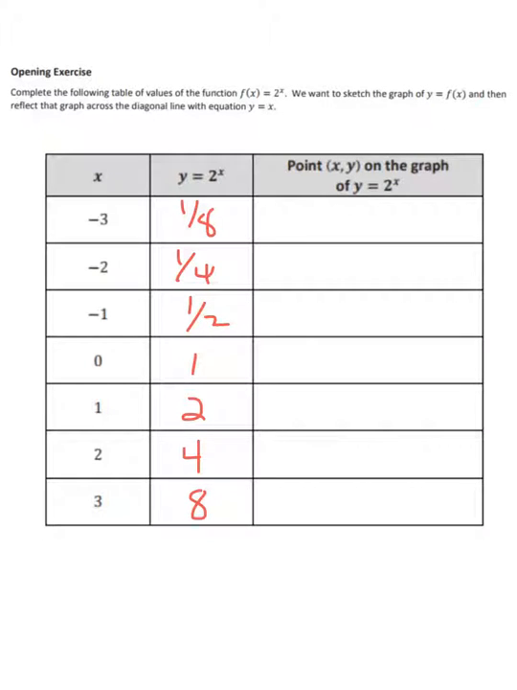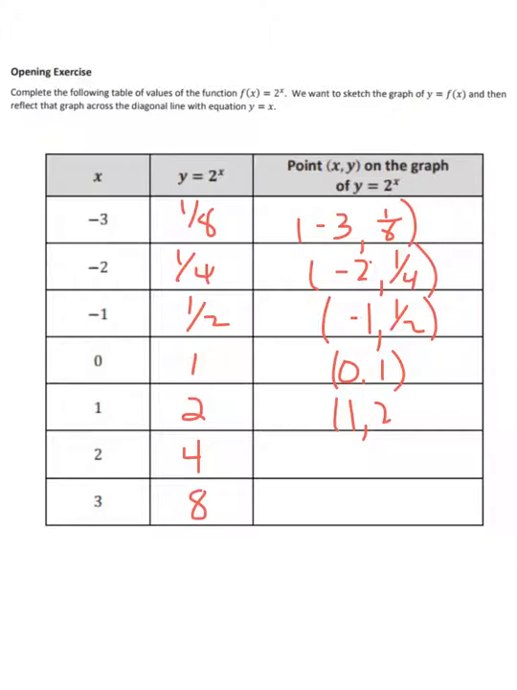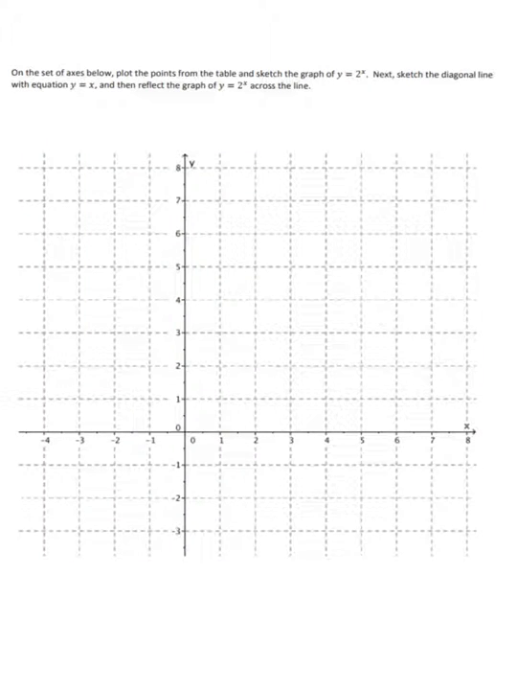So you can fill in your points if you want. -3, comma 1/8, and -2, comma 1/4, etc. -1 is 1/2, 0 is 1, 1 is 2, 2 is 4, and 3 is 8. Alright, so let's go make the graph with these points. So 0 is 1, 1 is 2, 2 is 4, 3 is up at 8.